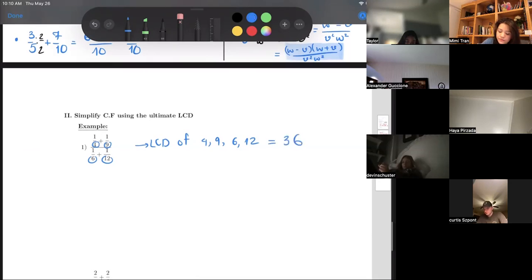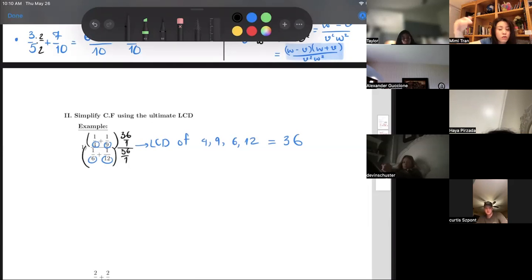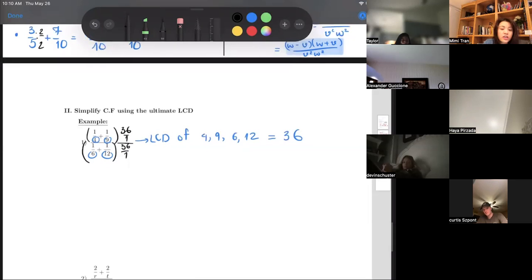So that means what? I'm gonna multiply the top by 36 over 1 and the bottom by 36 over 1. Basically, I multiply by 1, right? 36 over 1 over 36 over 1 is just 1. Nothing changed. And now I'm going to distribute 36 over 1 into 1 over 4, and 36 over 1 into 1 over 9.